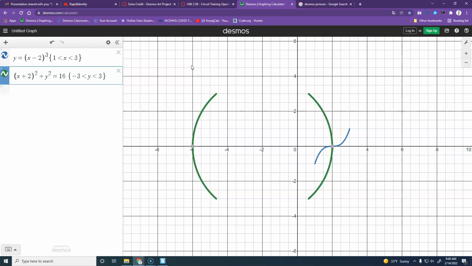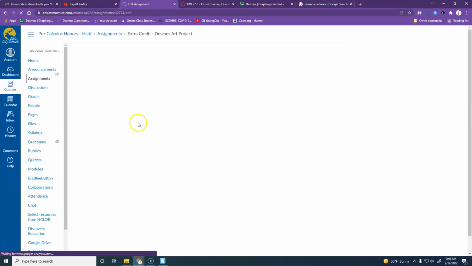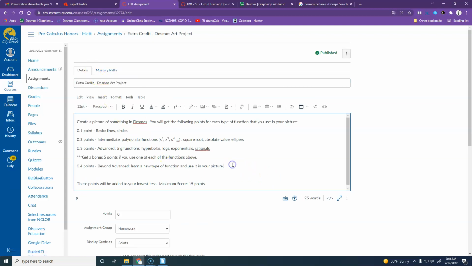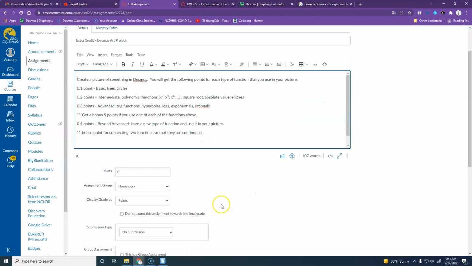Okay. I didn't put this on here, but I'm going to add it. Let me go ahead and add it right now. I'm also going to give you one more thing that you can get bonus points for. One bonus point for connecting two functions so that they are continuous. So that would look like this. Spell continuous correctly. I think it just doesn't like the fact that I put an S on the end of rationals right there.